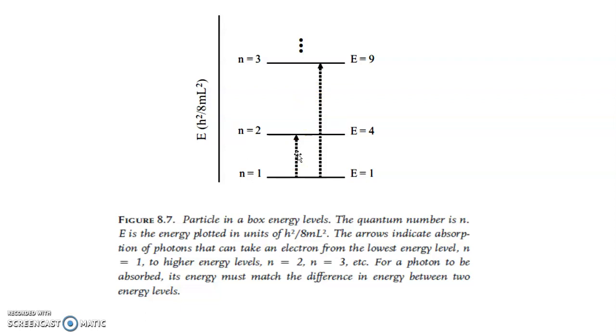For a photon to be absorbed, its energy must match the difference in energy between two energy levels. So for E4 and E1, you can calculate this energy difference. E9 and E1, you can easily calculate the energy difference.